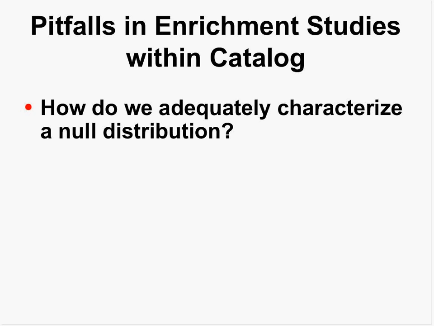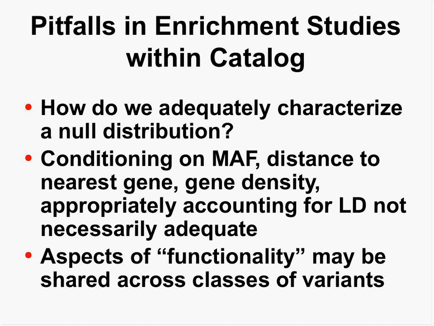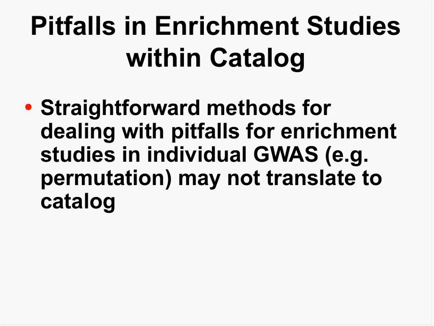We need to be careful about how we adequately characterize the null distribution in enrichment studies in the catalog. Conditioning on minor allele frequency, distance to nearest gene, gene density, and appropriately accounting for LD are certainly all necessary, but not necessarily adequate, because aspects of functionality are going to be shared across classes of variants, and as John reiterated, the ENCODE annotations. And so the things that we are able to do within a single GWAS don't necessarily translate so easily to the catalog. Within a single GWAS we can certainly do permutation studies that allow us to finesse a lot of the primary pitfalls.